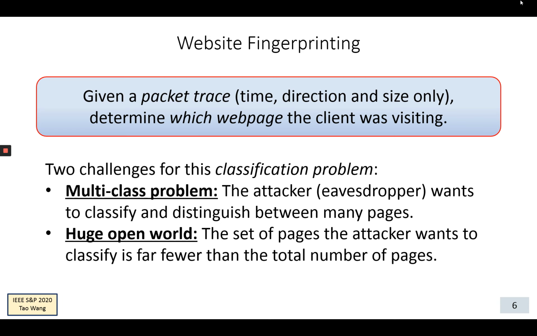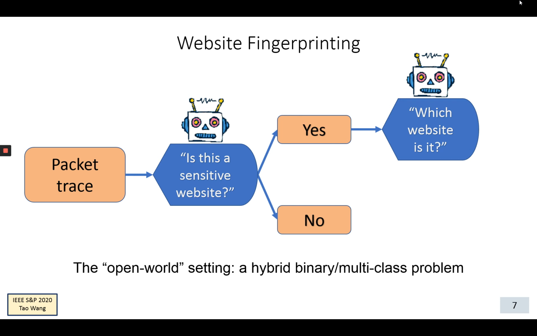Another way to look at this is we need to be able to answer, is this a sensitive website given a packet trace? And then we also need to answer which website it is. A sensitive website would be, for example, politically, religiously, or legally sensitive, and it would be a positive classification for this classifier. So this is the open world setting, which is more realistic than a closed world setting, and it becomes a hybrid binary multi-class problem. You can answer those two questions together with the same machine, of course.